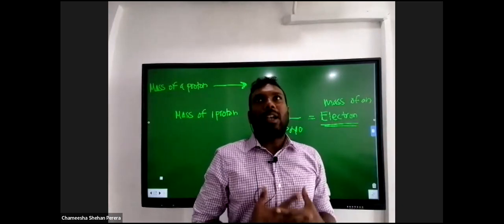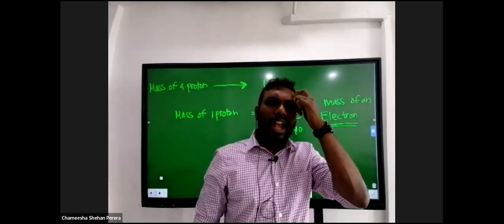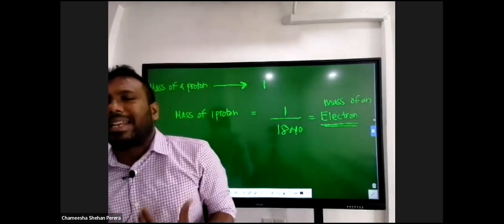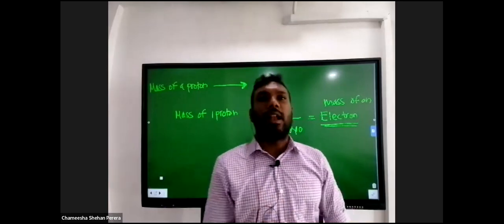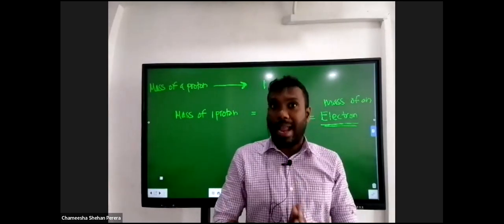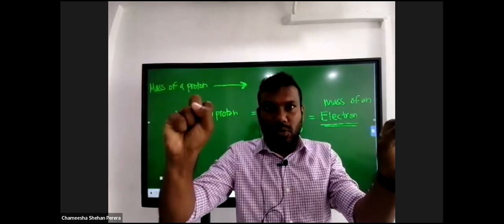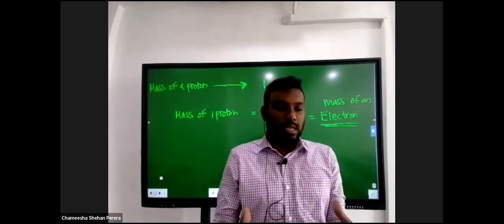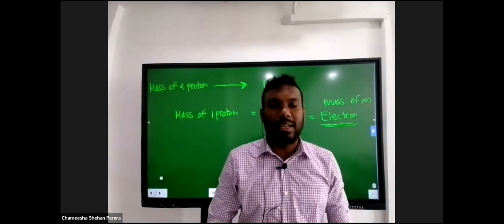So what we consider in chemistry is that an electron cannot contribute a considerable mass to the mass of an atom. Electrons have a mass, but when you compare it to the mass of protons and neutrons, the mass of electrons is negligible. You can't consider their mass to be equal to the protons and neutrons.